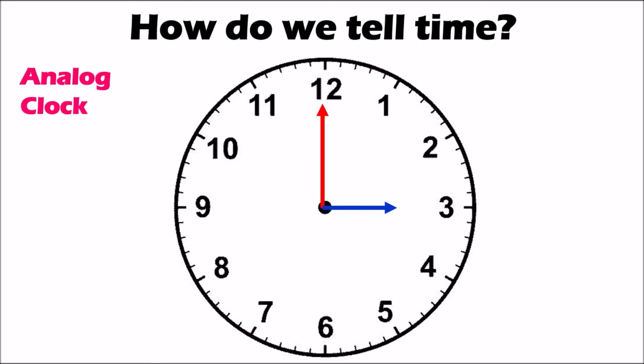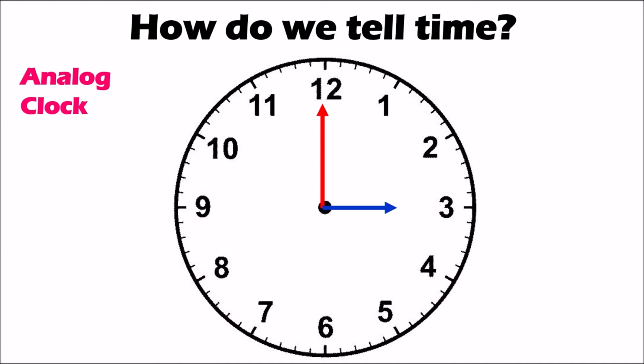Do you remember this clock? What is this clock called? An analog clock. And an analog clock looks like this. It starts at 12 and it goes all the way around back to 12. Now this kind of clock, you can find it in your houses. Maybe you have one in your kitchen or your living room or even in your bedroom.